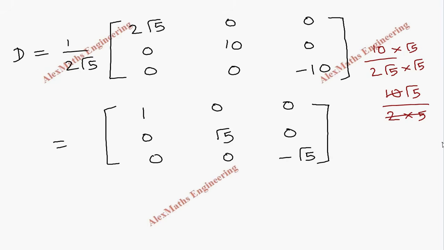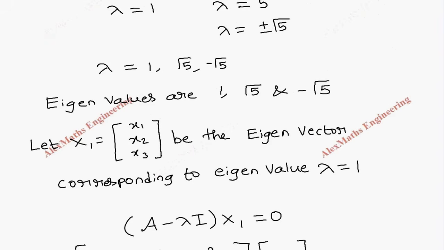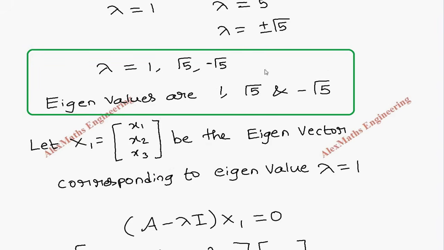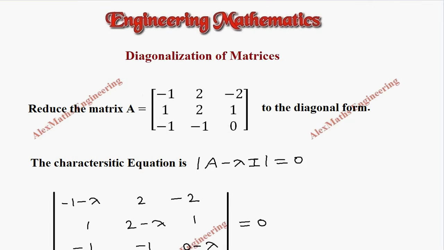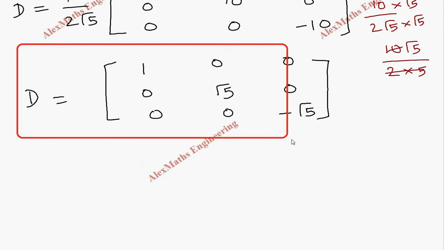So totally we got the diagonal matrix, and we can notice here the elements present in the leading diagonal are the eigenvalues which we got, that is 1, root 5 and minus root 5, and we got it here. The diagonal matrix having elements only in the leading diagonal, and the elements are 1, root 5 and minus root 5. And this completes the reduction of the given matrix to the diagonal form. And this is the required diagonal matrix.